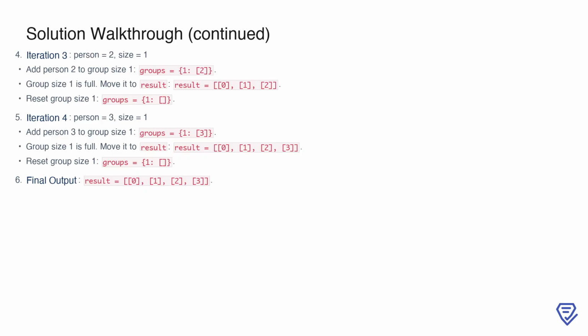We add them to the list, updating groups to 1, 3. Once again, this group is full, so we move it to the result list, resulting in result equals 0, 1, 2, 3. After resetting group size 1, groups becomes 1. The final output for this example is 0, 1, 2, 3.